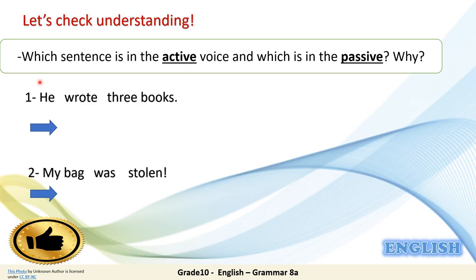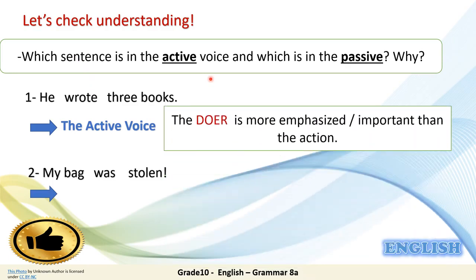Let's correct. Sentence 1. He wrote 3 books. Is this active or passive? Excellent. This is an active sentence. Why? Because he, which is the subject, performed the action of writing. And the doer is more emphasized and important than the action in this sentence.